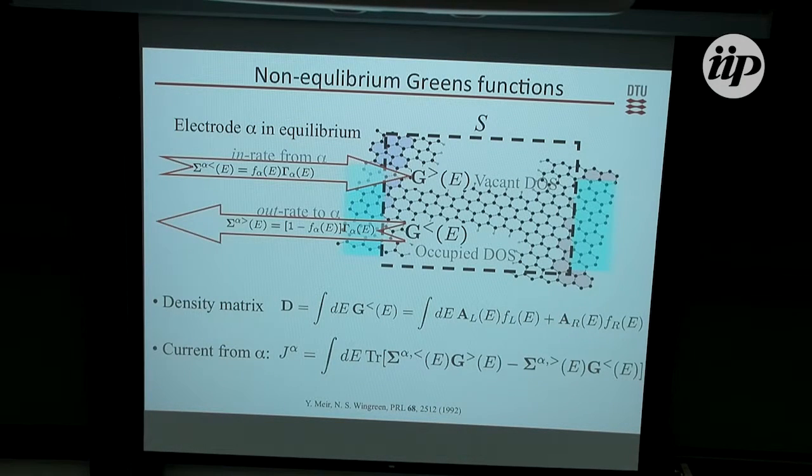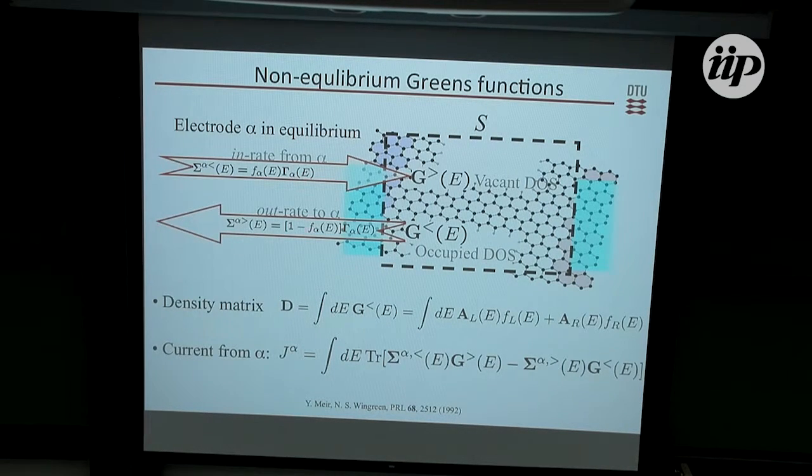So just to introduce some of the quantities here, you have these Green's functions, lesser and greater, where these describe the vacant density of states or occupied density of states in the system. And in equilibrium, these are simply related with the Fermi function, but out of equilibrium, they're not. So you need to calculate these. The way you do that in steady state is that you calculate these self-energies which describe the coupling to the electrodes. You will have one which describes the scattering into the system from an electrode alpha, and one which scatters out from an electrode alpha. And you always assume in these calculations that these electrodes are in equilibrium with their own chemical potential.